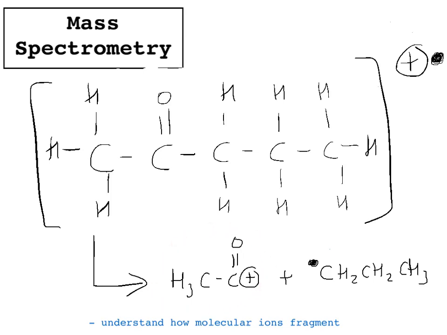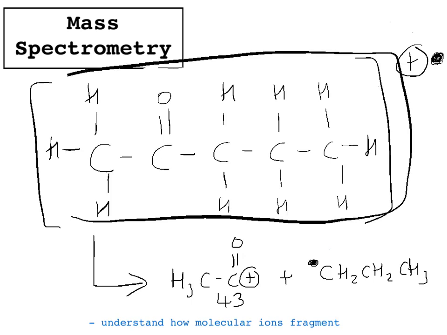So what you'll get is a peak that corresponds to the Mr, the relative mass of this fragment. So that'll be 12 plus 16, which is 28, plus 12, which is 40, plus 3. So you'll get a peak at 43, which will correspond to this fragment here, as well as the peak that will correspond to this whole molecule, which would be the peak furthest to the right of the mass spectrum.